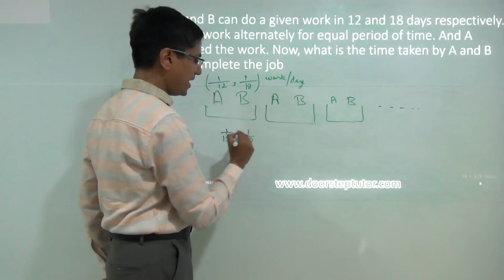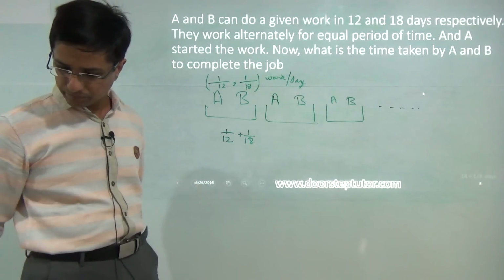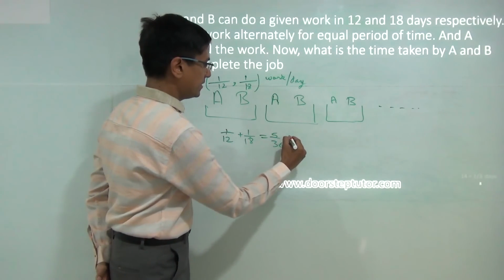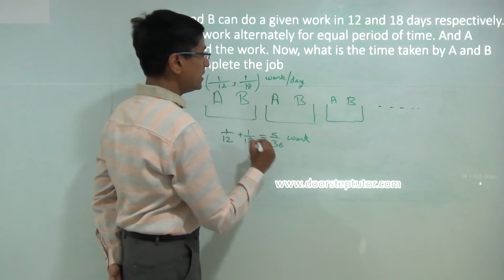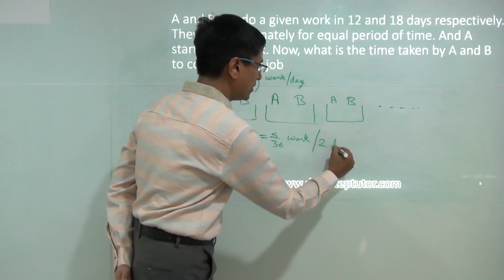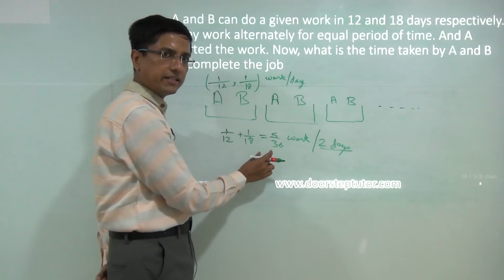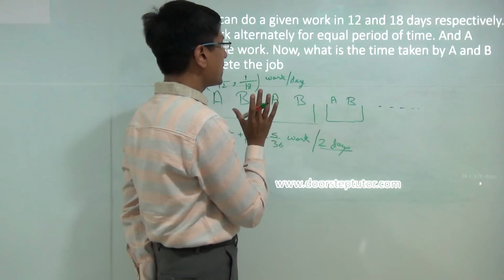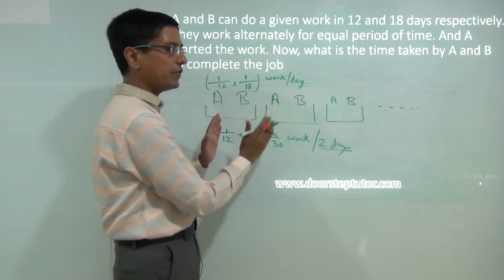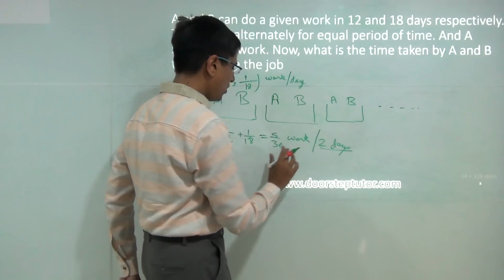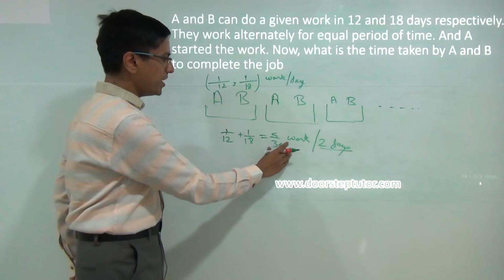1/12 plus 1/18 is equal to 5/36 of work done per 2 days. In 2 days, a total of 5/36 of work would be done. So again, we are taking pairs of days. This is the unit of time: 2 days, 2 days, 2 days. Okay. And now what do I need to find out?